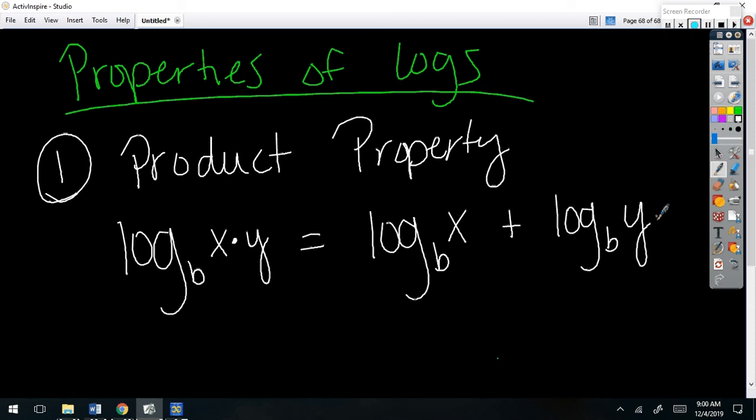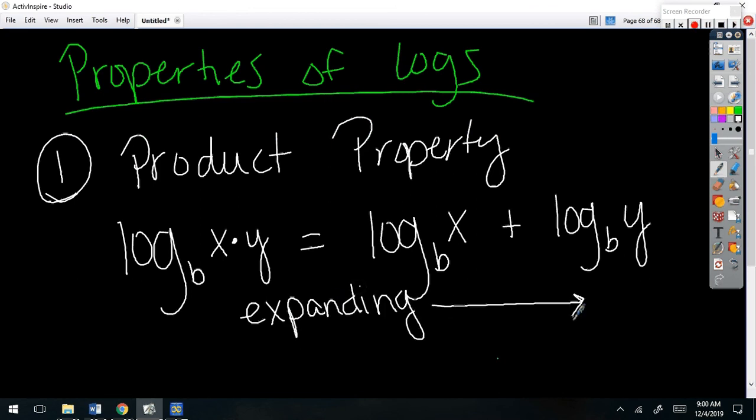If we go from left to right, we call that expanding the expression. And if we start with what's on the right and move to the left, we call that condensing.